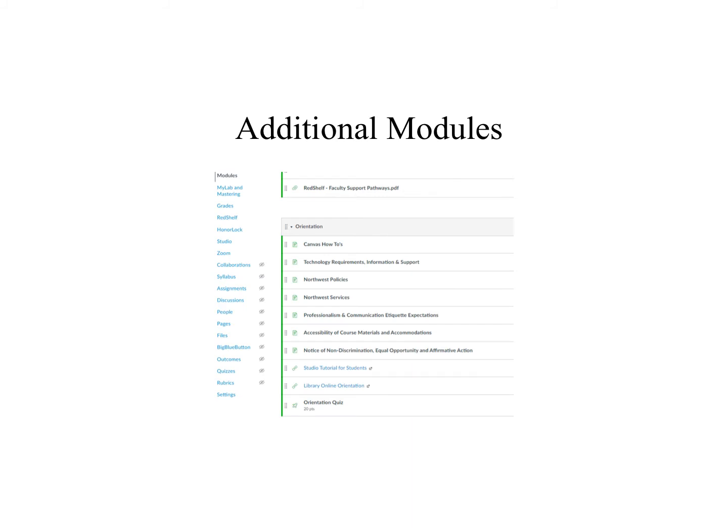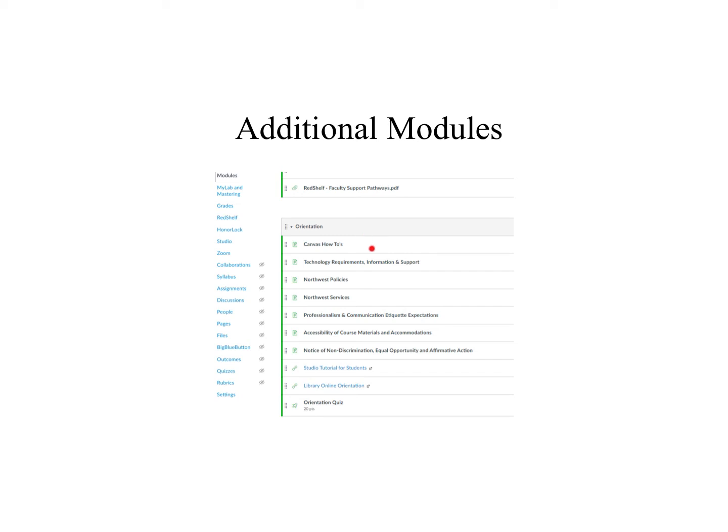Now, I wanted to show you some more of the modules that are already up in the modules page. You can see up above here is the last of the red shelf, which was the item I showed you in one of the previous slides. Below the red shelf collection of items is the Canvas orientation module.